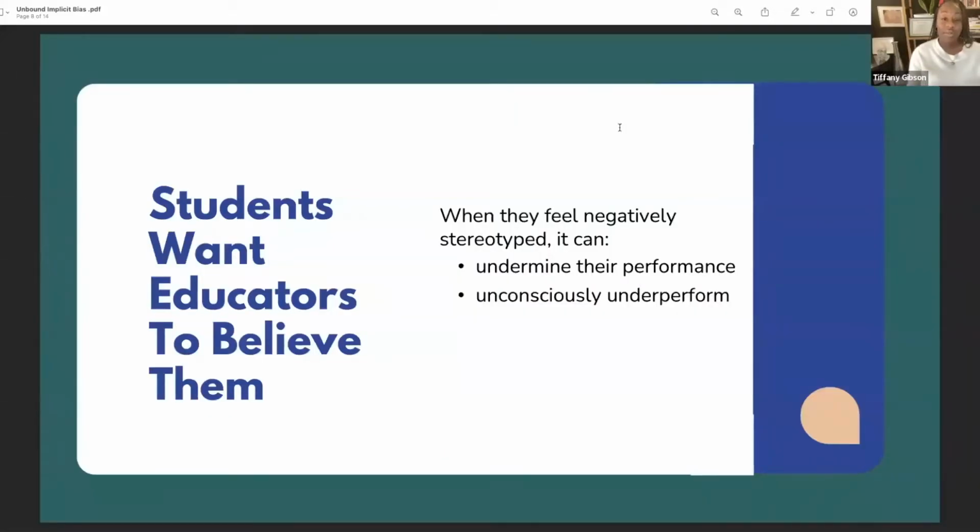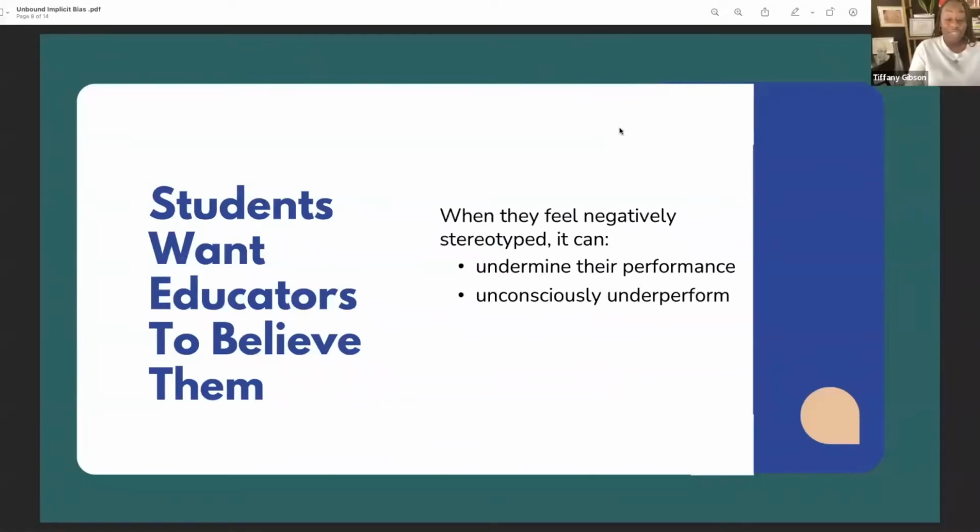The other thing about implicit bias is when our students feel that they are being negatively judged or stereotyped, it's going to automatically undermine their performance, and unconsciously they're going to underperform, regardless of their socioeconomic standards. If emotionally I do not feel valued, if emotionally I do not feel supported, and I already have these insecurities within myself, then the person that I go to for my academic success is validating these things for me. And so why try? Why bother?